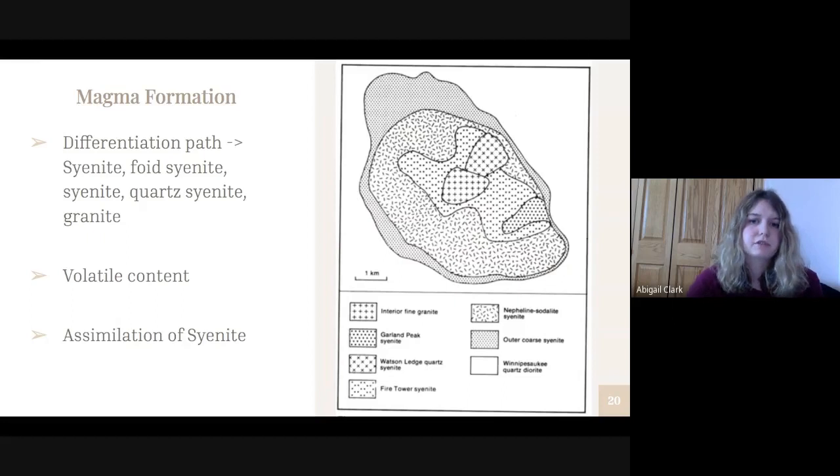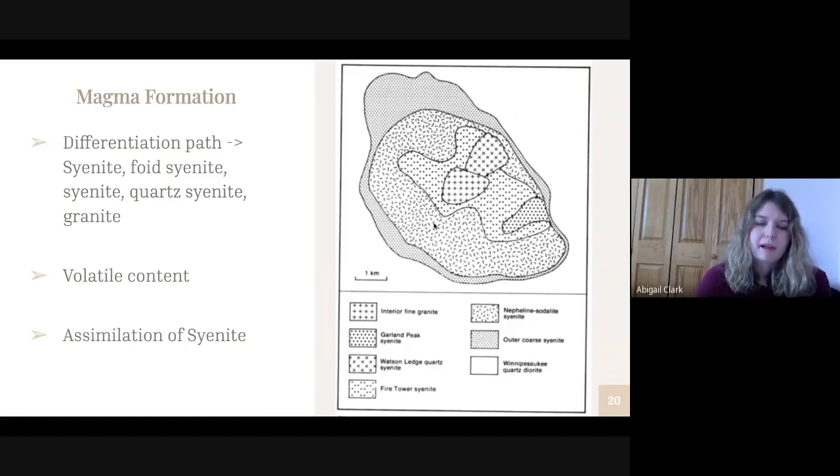The first intrusion in this region is this dotted one. It's the outer core syenite. This syenite doesn't have the feldspathoids that the Nepheline-Sodalite syenite does. And then it goes to a phoid syenite, which is our feldspathoids. We see the nepheline and the syenite. Again, and then we get another magma intrusion that goes to a syenite. And then into this little area, we have a quartz syenite and then a granite.